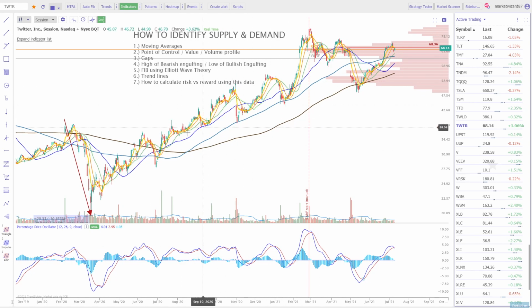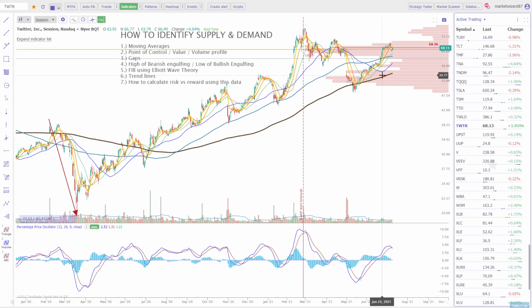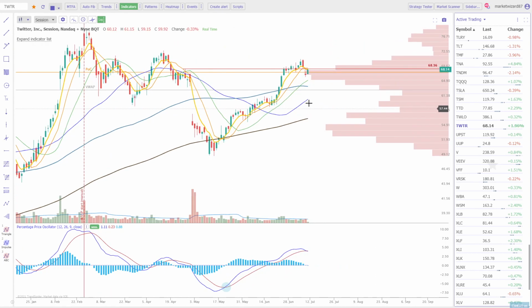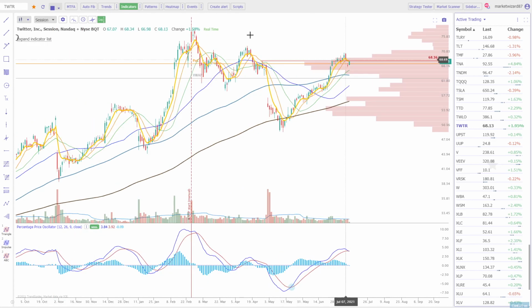Then they marked it up for about 9 months. Question is, is this all distribution, or is this still part of the markup cycle? So if you go to the high and you take the point of control, which is the third item on this list, you'll see that value is at $67. So since the high of all the shares traded, you're at value. Price is sitting at value.